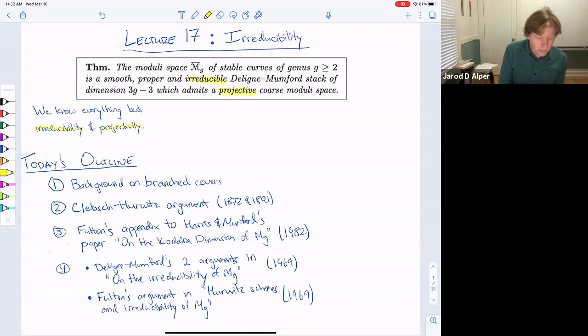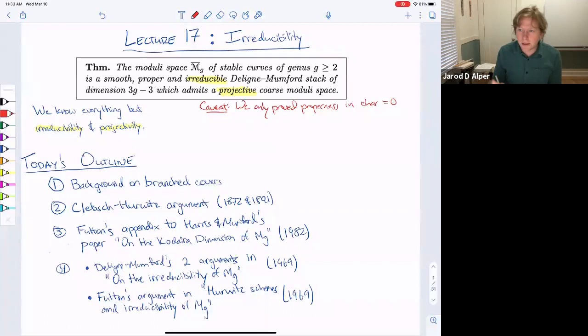And maybe this comes with a caveat that, at least for the properness, we only proved properness in characteristic zero. Right? It is true more generally. It's true over Z, and we'll actually use it.